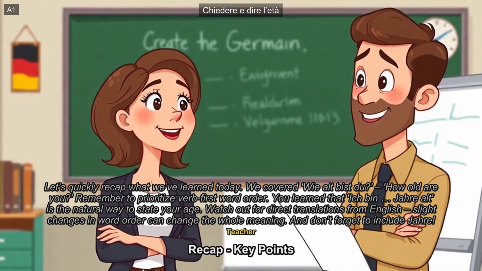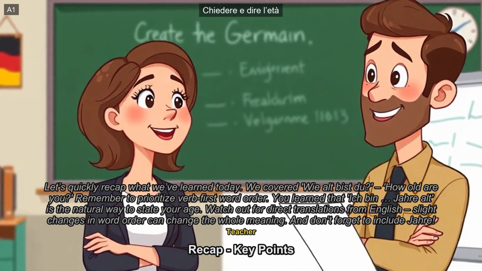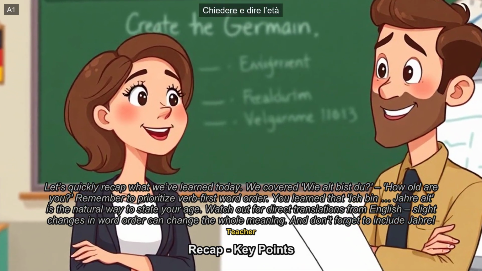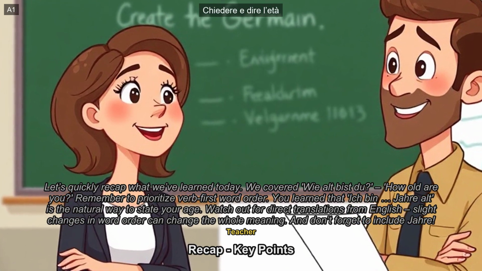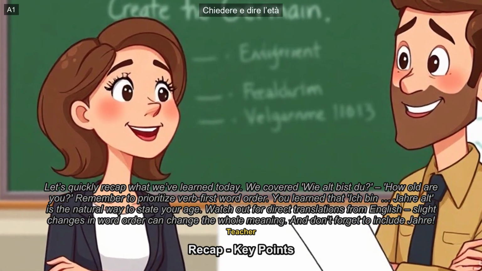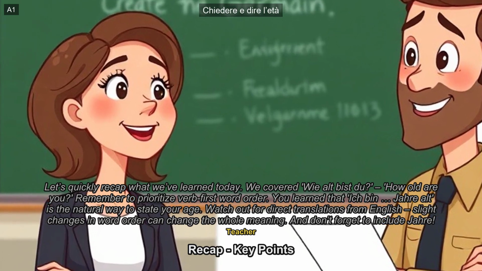Let's quickly recap what we've learned today. We covered wie alt bist du, how old are you? Remember to prioritize verb-first word order. You learned that ich bin Jahre alt is the natural way to state your age. Watch out for direct translations from English. Slight changes in word order can change the whole meaning. And don't forget to include Jahre.